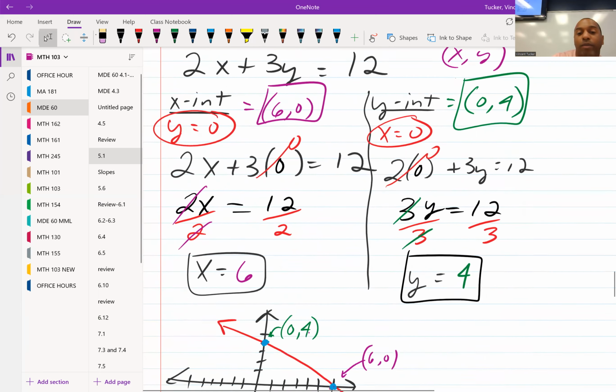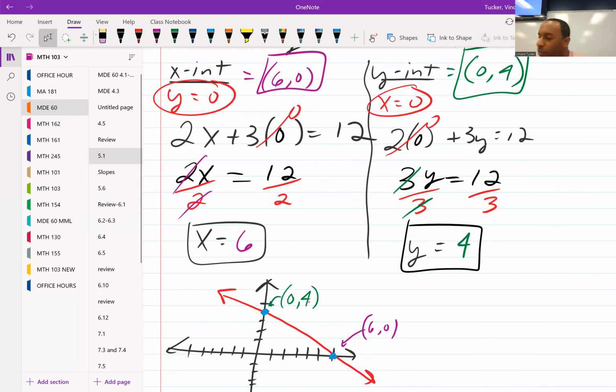Oh yeah, gotta graph it, right. So then you take those 2 points, (0, 4) and (6, 0), and go ahead and graph them, and that'll give you a line. Connect your dots.